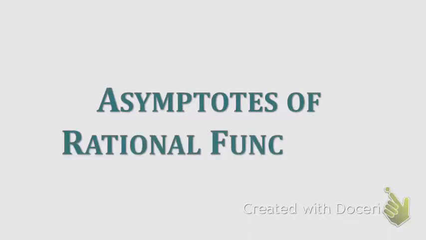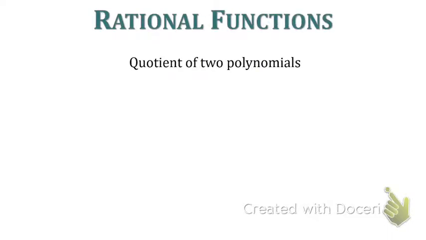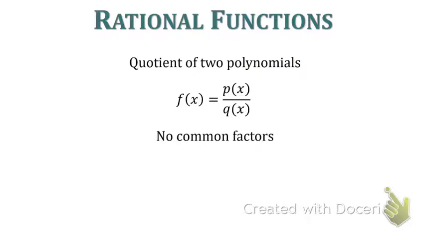Hello. In this video, we are going to learn about asymptotes of rational functions. A rational function is the quotient of two polynomials. So, you have a polynomial on the top being divided by a polynomial on the bottom. They're going to have no common factors. If they do, you will need to factor them out. And the bottom, our denominator, cannot equal 0.